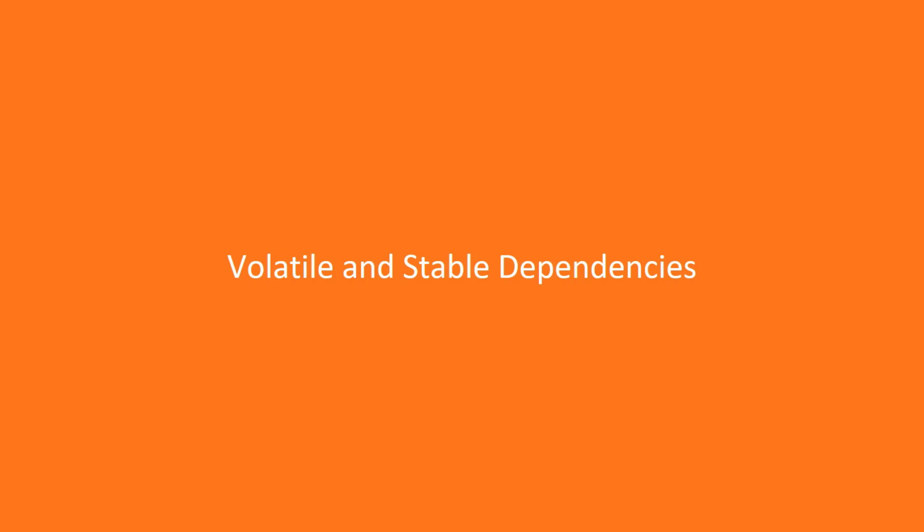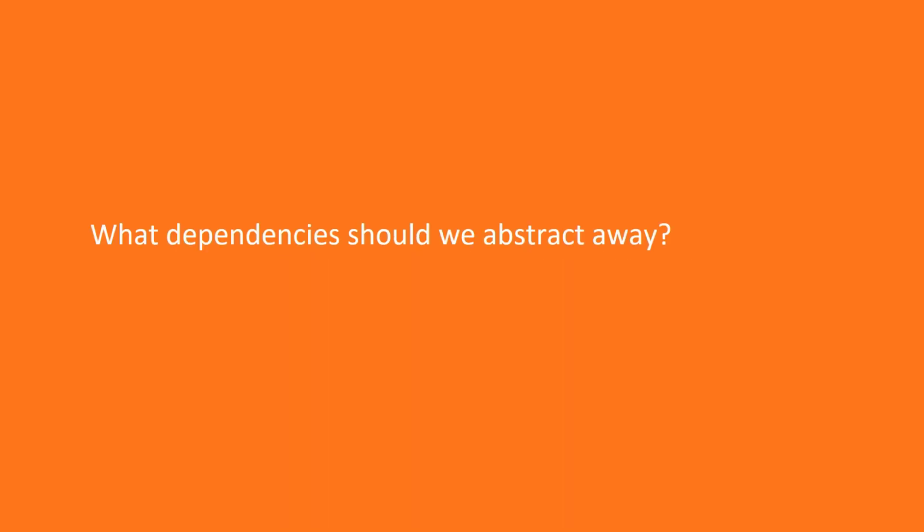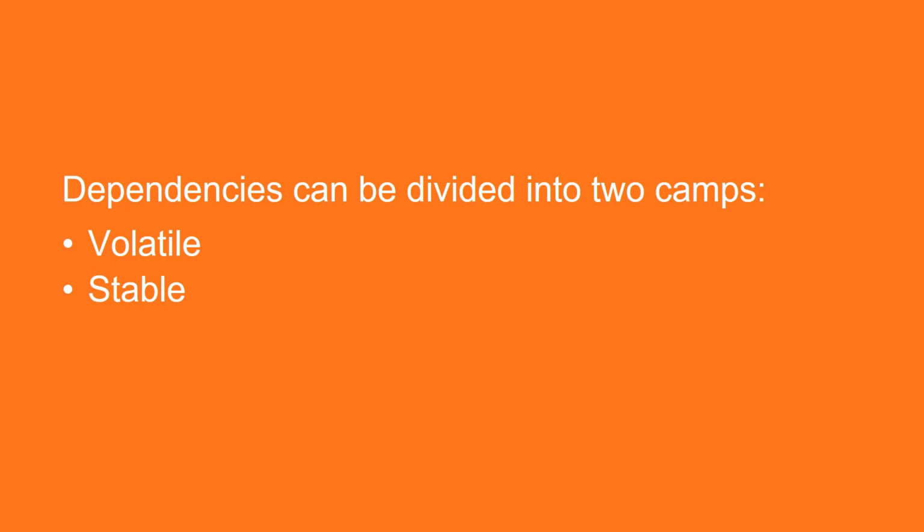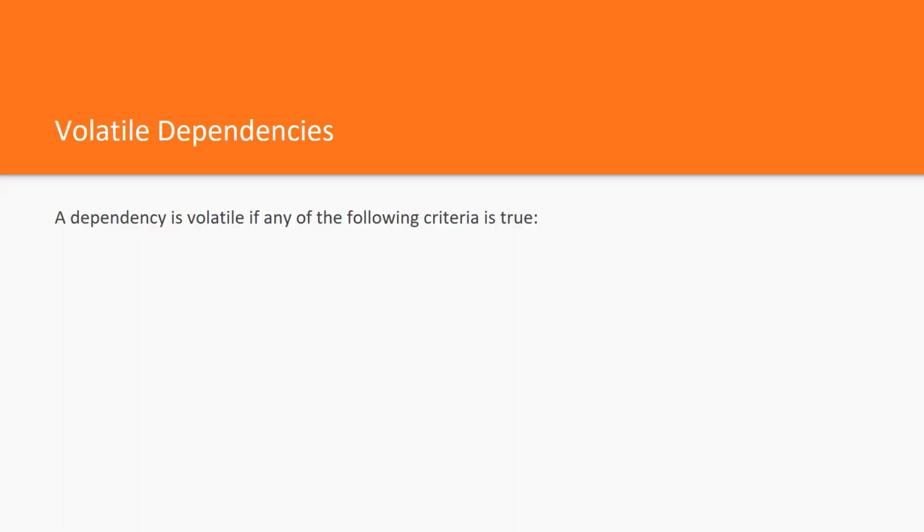A logical question which comes to mind concerns what dependencies we should abstract away. To answer this question, the first thing we need to do is to realize that all the dependencies can be divided into 2 camps, volatile and stable dependencies. Let's define volatile, or in other words, unstable dependencies. According to Mark Seemann, a dependency should be considered volatile if any of the following criteria is true.